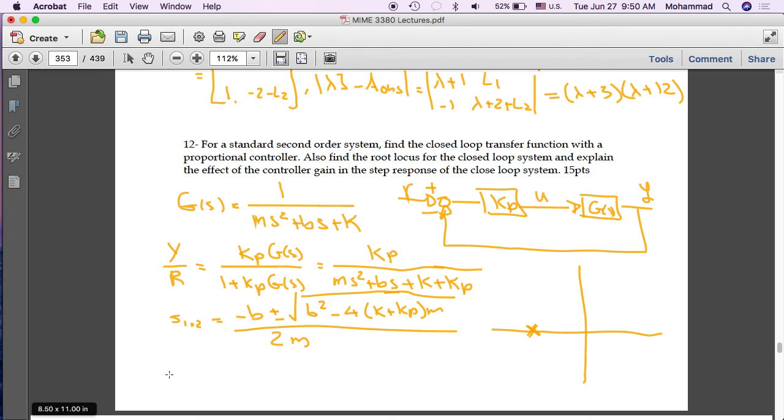So assumption: open loop is critically damped, which means 2 real and negative eigenvalues. So that's in open loop. So now you need to answer this question. As Kp increases from 0 to larger numbers, what happens to those 2 eigenvalues? Where do they go on the complex plane?